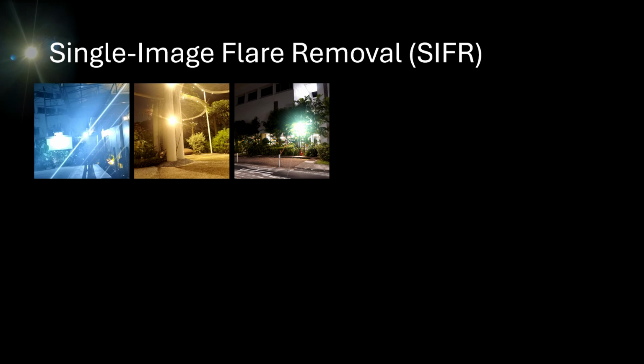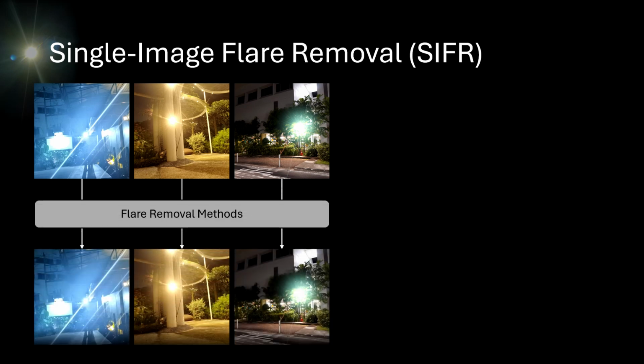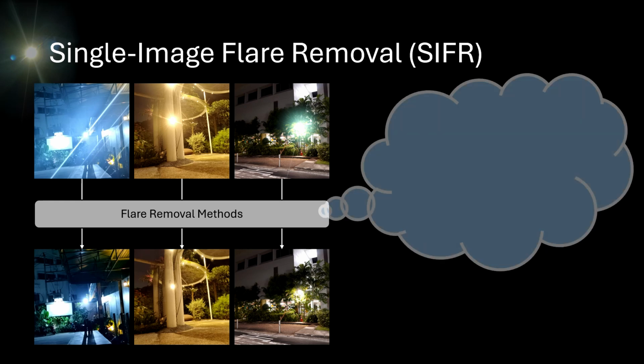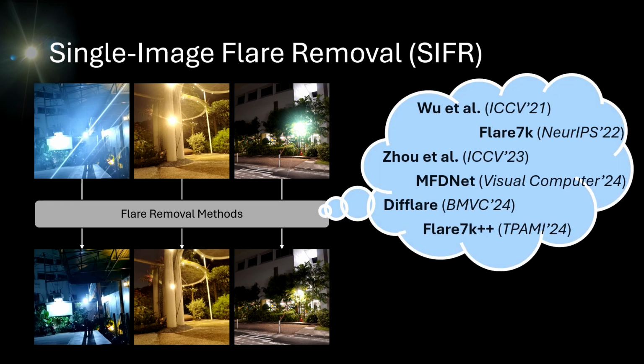Lens flare is a common yet difficult problem in computational photography. These artifacts severely degrade image quality and negatively impact downstream computer vision tasks. In recent years, the field of single image flare removal has developed deep learning-based methods to address these artifacts. We have seen influential, strong contributions over the last few years, like the methods from Wu et al., Zhou et al., MFDNet, Difflare, and the Flare 7K series.